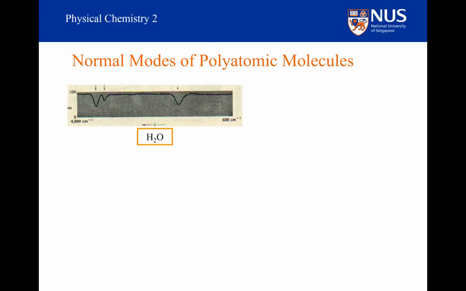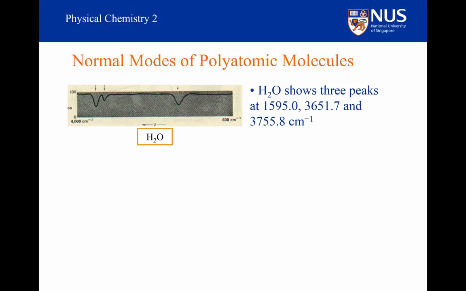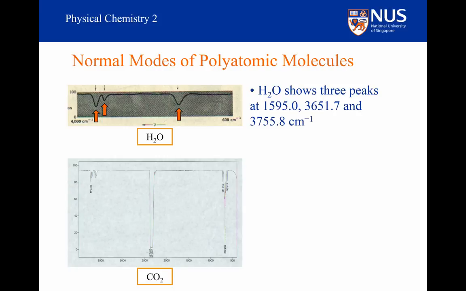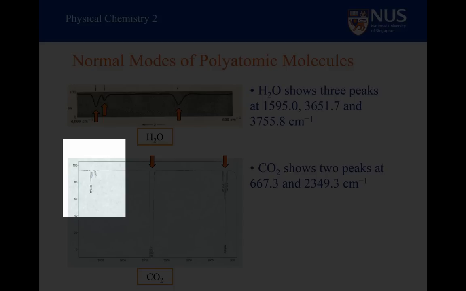First, let's have a look at water, H2O. In this spectrum, you can see three peaks, one at a relatively low frequency of 1595 wave numbers and two at high frequencies at 3652 and 3756 wave numbers. Next then, let's look at carbon dioxide. In this spectrum, you can see two peaks due to CO2 at 667 and 2349 wave numbers. The peaks around 3700 wave numbers are due to water.